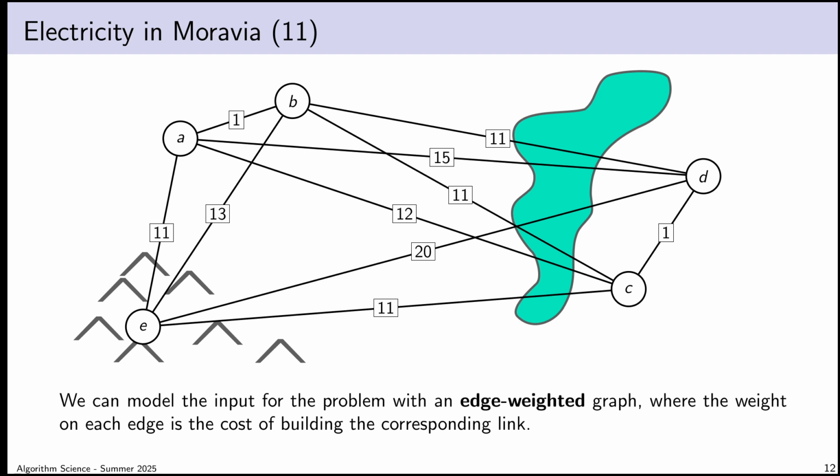And now I have enough information to think about what I really want. I want a spanning tree of this graph, that is a set of links that I actually build, that has the minimum total cost. And let's see if I can just estimate that.